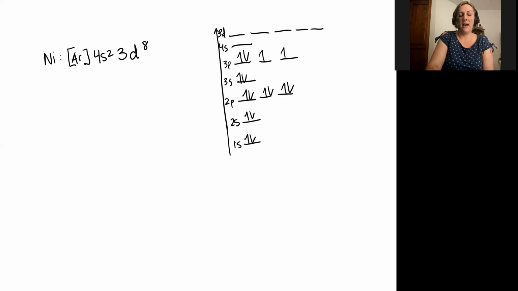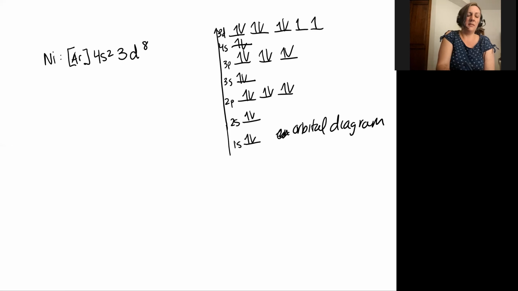And so filling up from the bottom, we'll have everything filled up until our 3d orbitals. Remember, we always half fill our orbitals first, and then we pair up our electrons. And so for our 3d orbital, we have 8. So I'll fill everything up with 1 electron. That's 5, 6, 7, 8. So we'll have 2 unpaired electrons in our 3d orbital. And so this is our orbital diagram, and this is our abbreviated electron configuration.